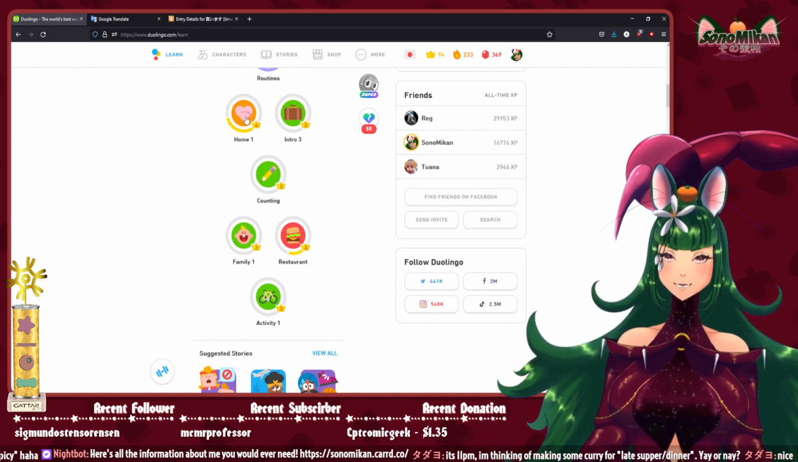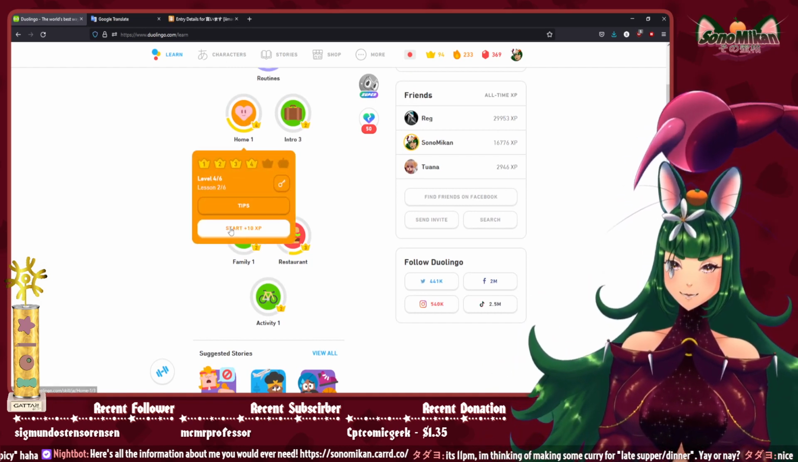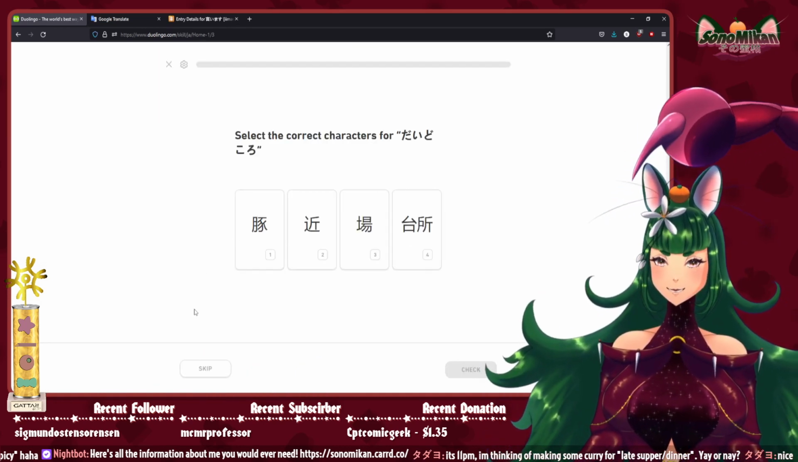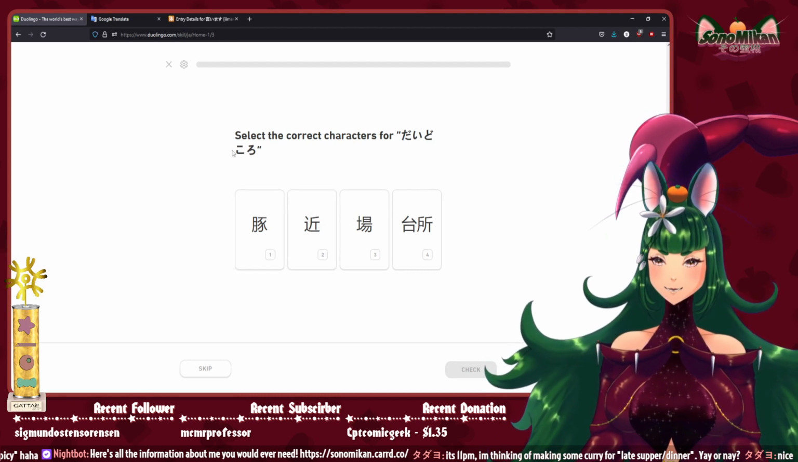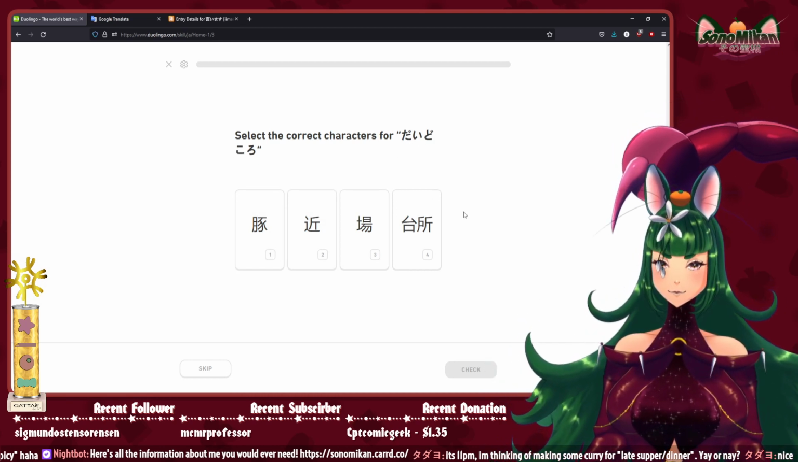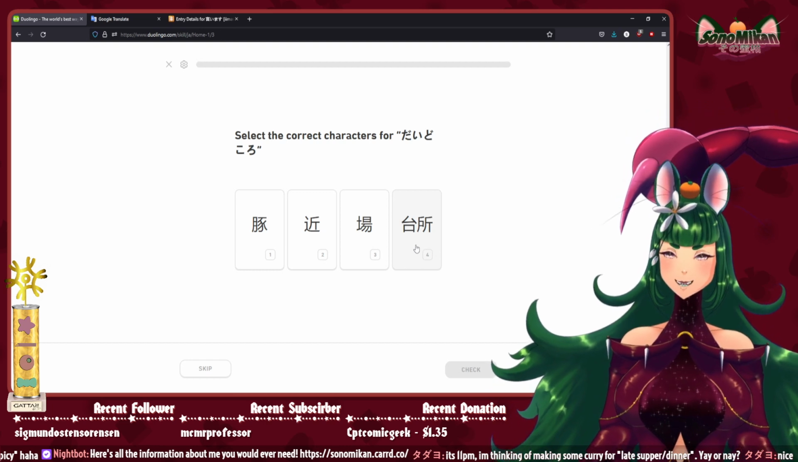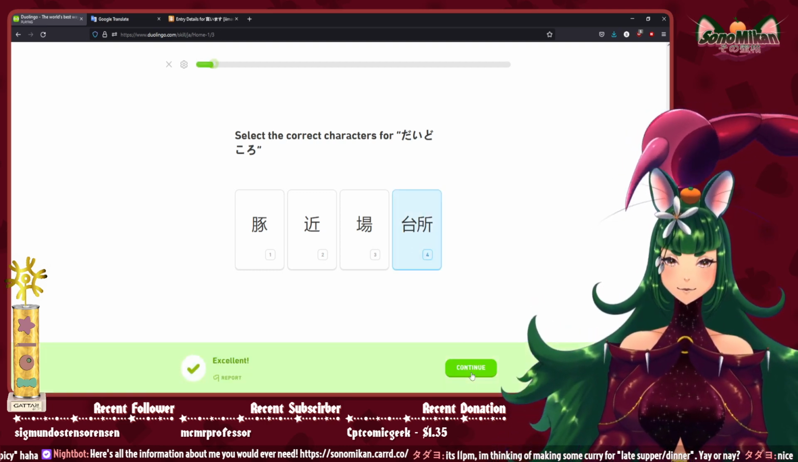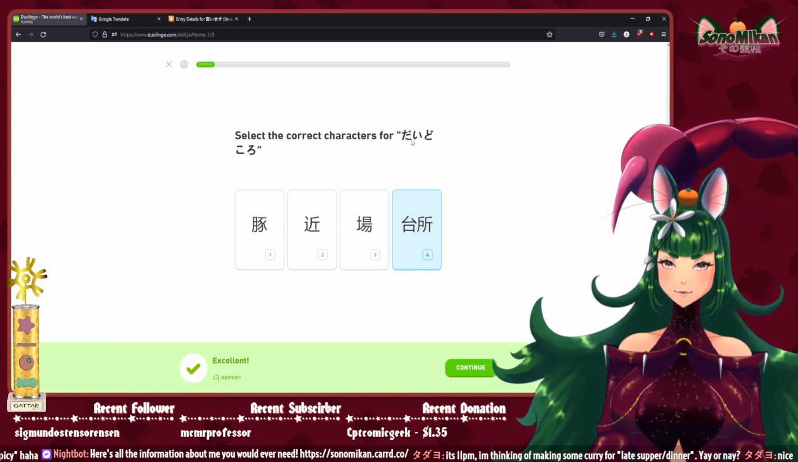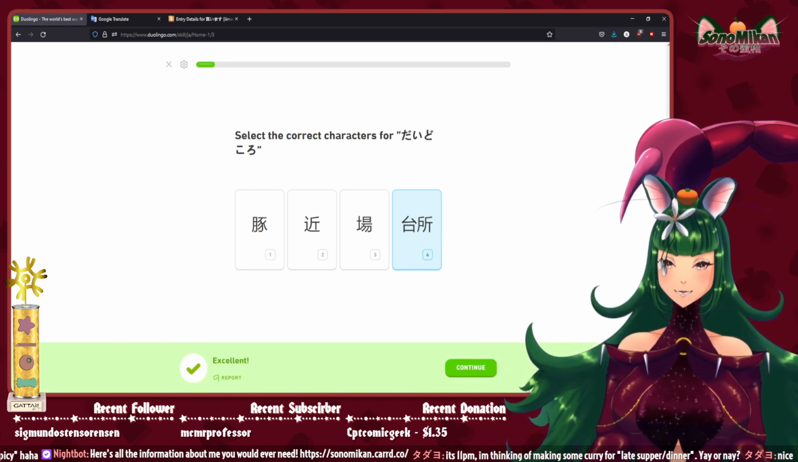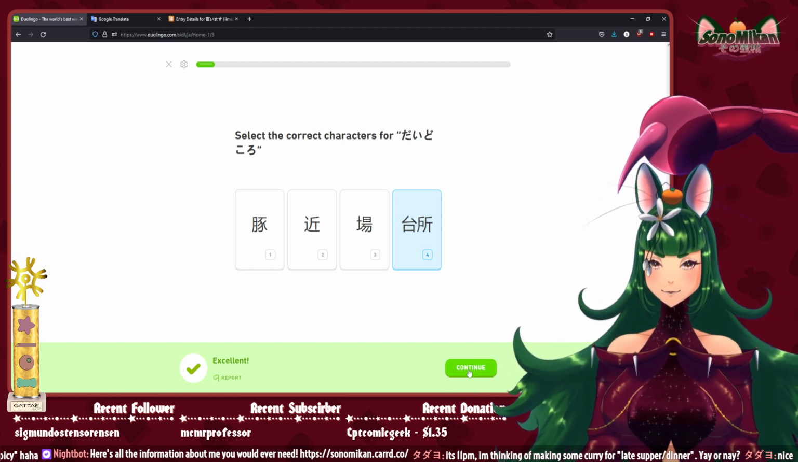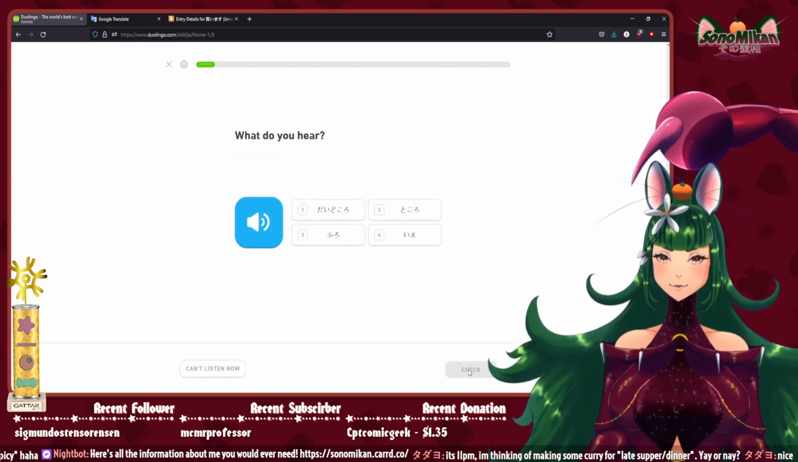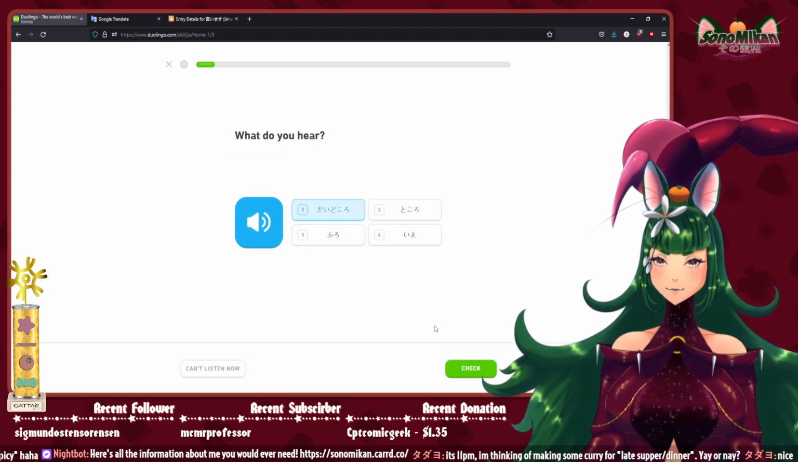Okay, we're gonna go back up to home. Daidokoro. I think is this? Which I think is kitchen? Daidokoro. A little annoyed they will not tell me what it means. I think it's kitchen. Daidokoro.